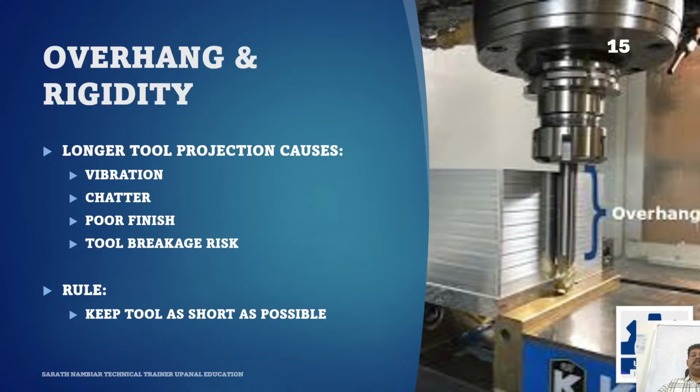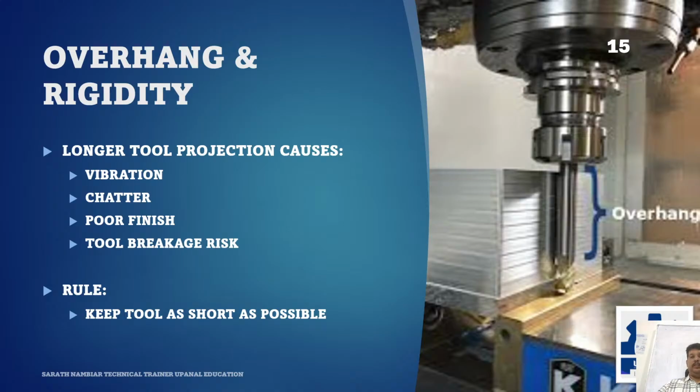Now, we discuss a silent killer in machining, which is known as the overhang. Overhang means how much tool length extends outside the holder. Many people focus only on diameter and forget the tool length. Even a strong cutter becomes weak if it sticks out too far. Long overhang can cause vibration, chatter noise, poor finish, dimensional inaccuracy, and tool breakage. The machine spindle may be powerful, but the tool behaves like a flexible stick.